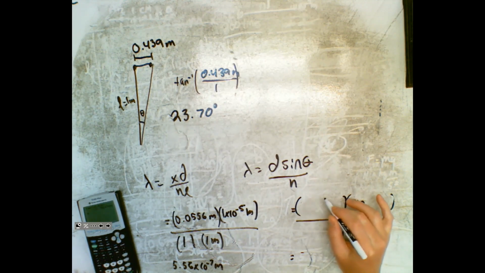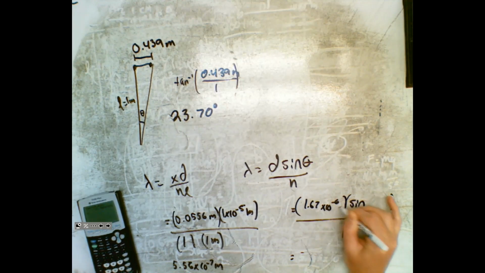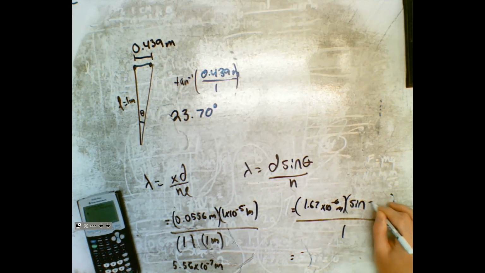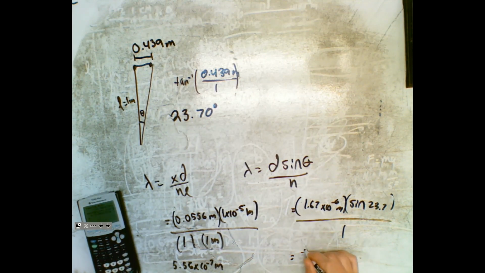So my line spacing is 1.67 times 10 to the negative 6 meters. And then 23.7, I use my full answer for that. So I sine my answer times 1.67 times 10 to the negative 6. And I get my answer to be 6.71 times 10 to the negative 7. So this would be the wavelength that is accepted.